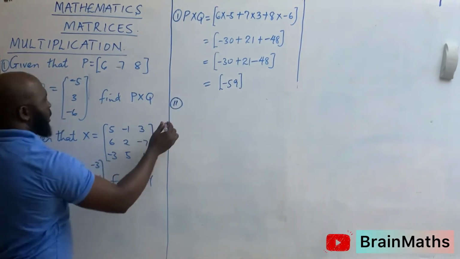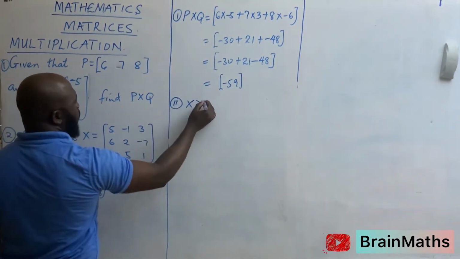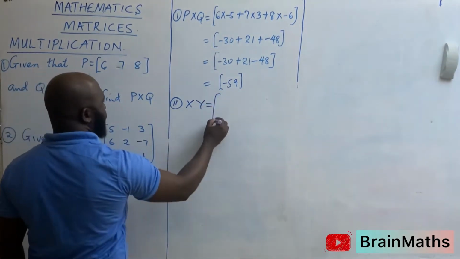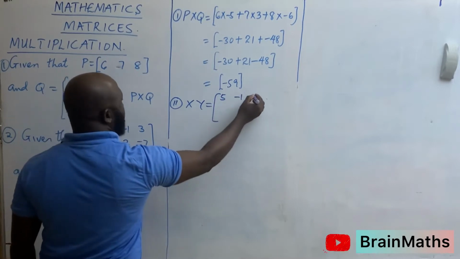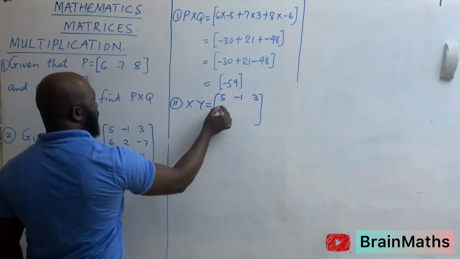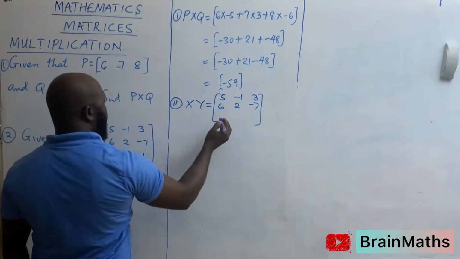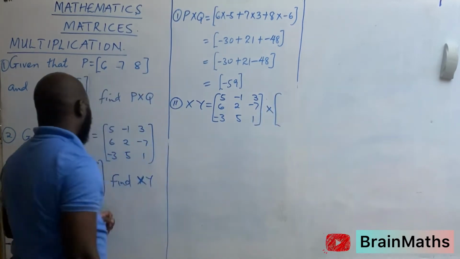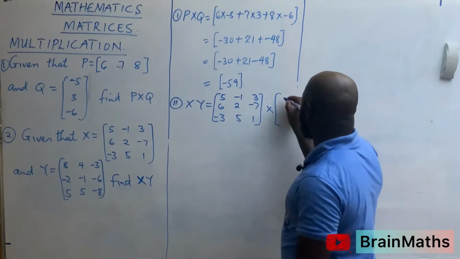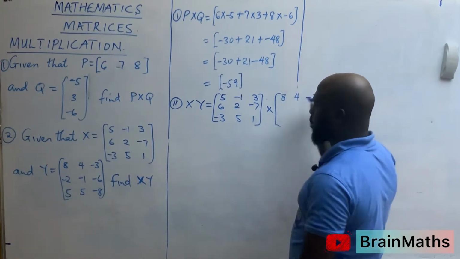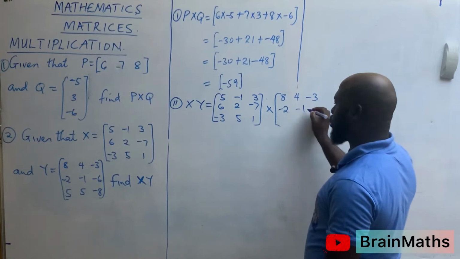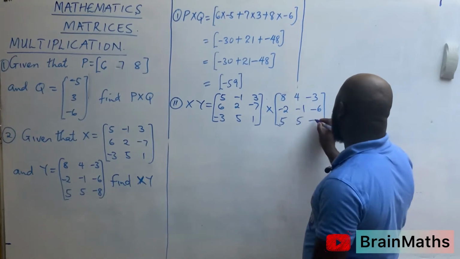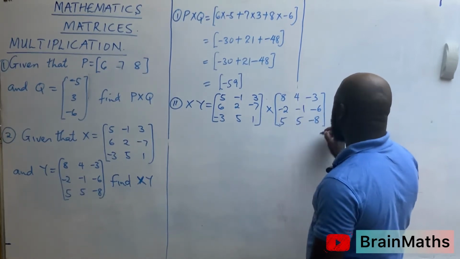The second one says X times Y. Our X is 5, minus 1, 3, 6, 2, minus 7, minus 3, 5, 1, multiplying the second one, which is 8, 4, minus 3, minus 2, minus 1, minus 6, and 5, 5, minus 8. So we are going to multiply these two together.